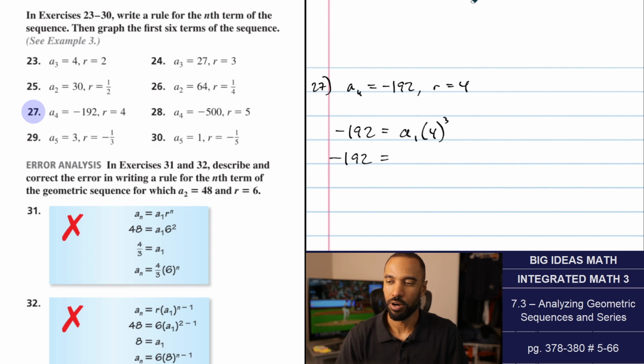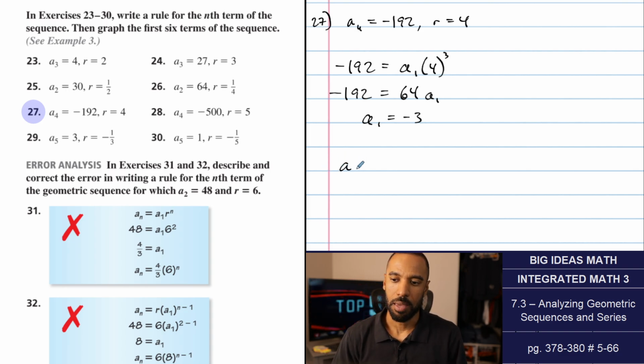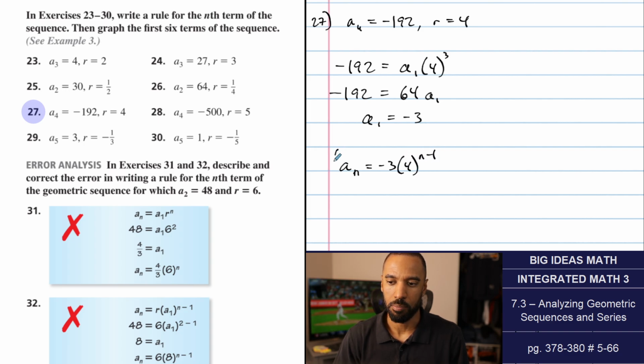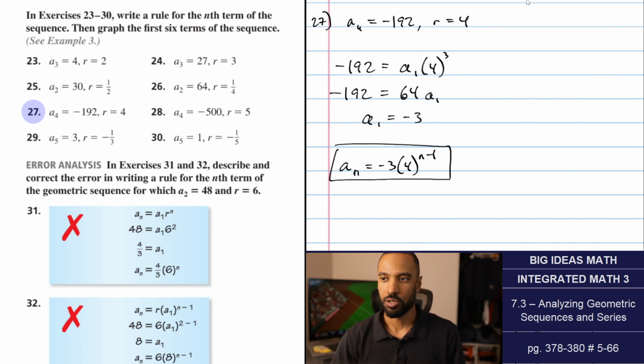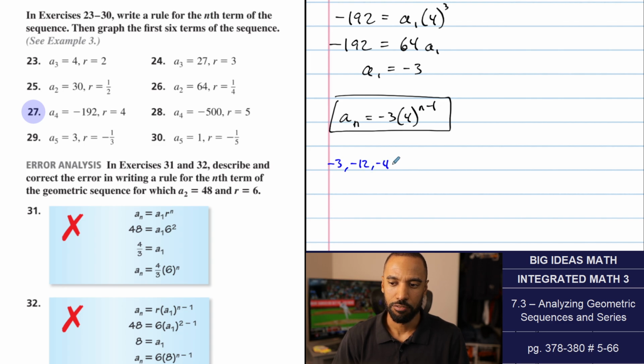4 cubed is 64. So we get 64 times a sub 1. Divide both sides by 64. You get a sub 1 is negative 3. So your rule, that means all these will be negative, by the way, is negative 3 times your common ratio 4 to the n minus 1 power, like so. So your terms, I might have to go to the calculator here a little bit, but we got negative 3, negative 12, negative 48. Here's this negative 192.